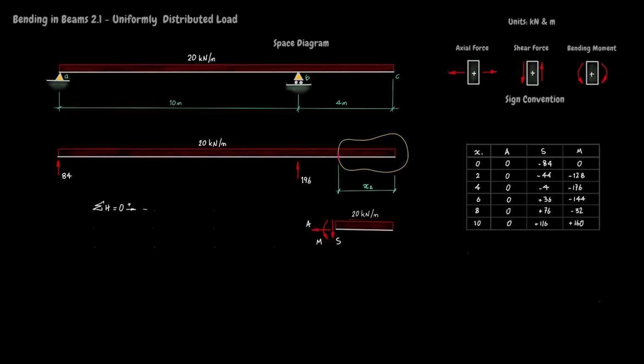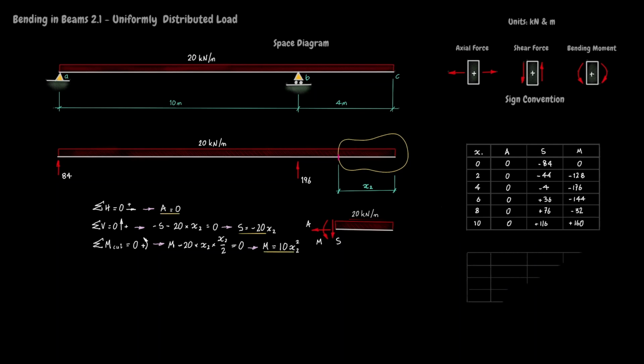Horizontal equilibrium shows that the axial force is 0 between B and C. Vertical equilibrium demands that the shear force is minus 20x2 kilonewtons. And summing turning effects about the cut shows the expression for bending moment is plus 10x2 squared. Draw another table, record the results, and the analysis is complete.